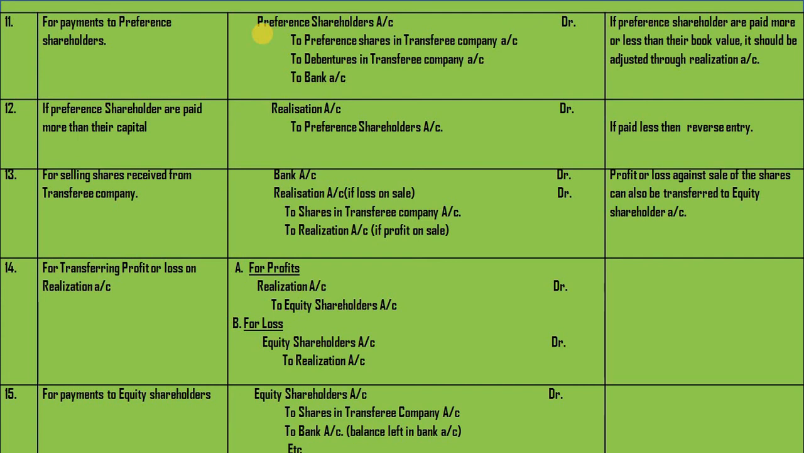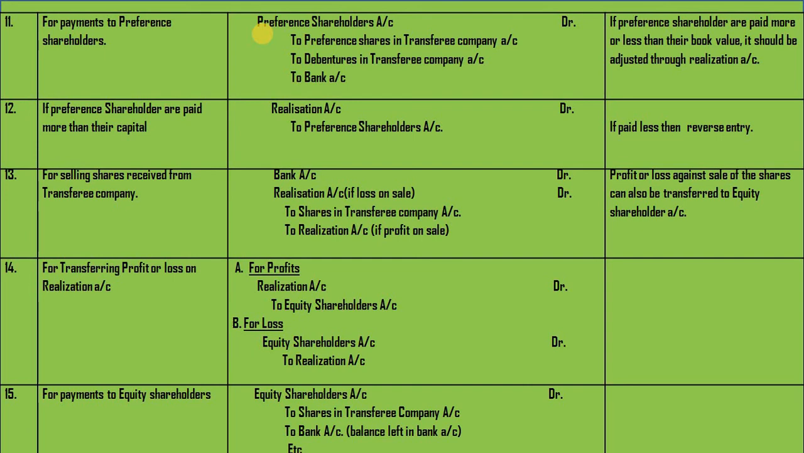In number 12, if preference shareholders are paid more than their capital. Okay, first we have to know how much preference share capital there is. Let's assume the total value of preference shares is rupees 100, and they are getting 110 as purchase consideration. That means they got rupees 10 more than their capital, right? In that case, rupees 10 is a loss for you, and you have to pass this journal entry: realization account debit to preference shareholders account, and on the amount side we mention rupees 10, because preference shareholders are paid rupees 10 more than their capital, right? That is a loss for you.